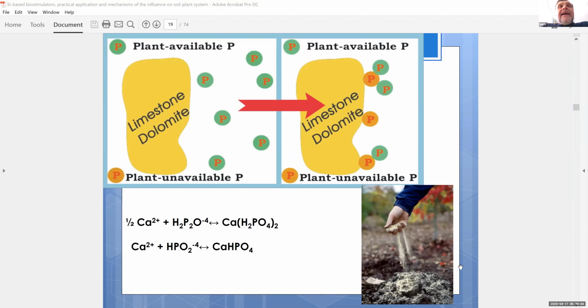Okay, for acid soil, a very standard operation is the application of limestone or dolomite. But when we apply limestone or dolomite, we fix phosphorus. We transfer plant-available phosphorus to a plant-unavailable form. And as a result, if a farmer applies limestone or dolomite, he must apply more phosphorus. And this is not good for the farmer's economy and for environmental ecology.